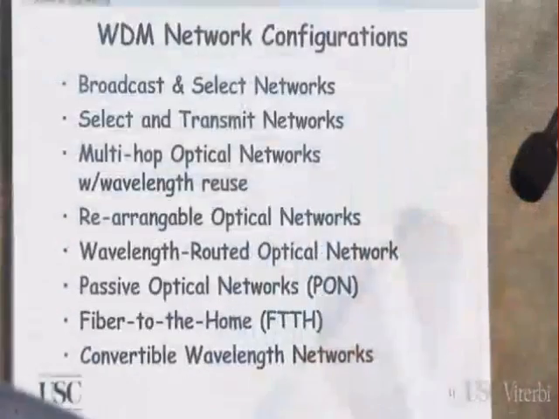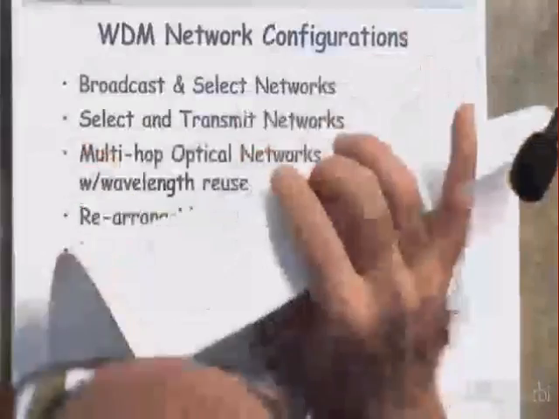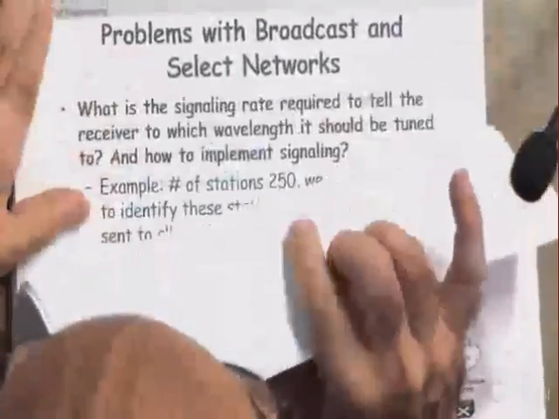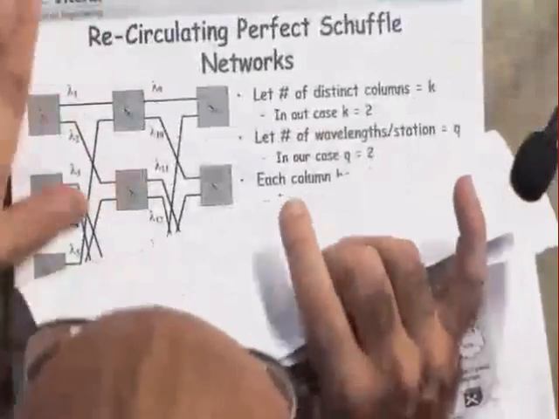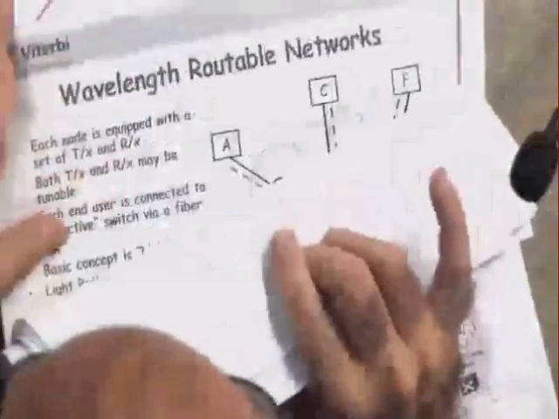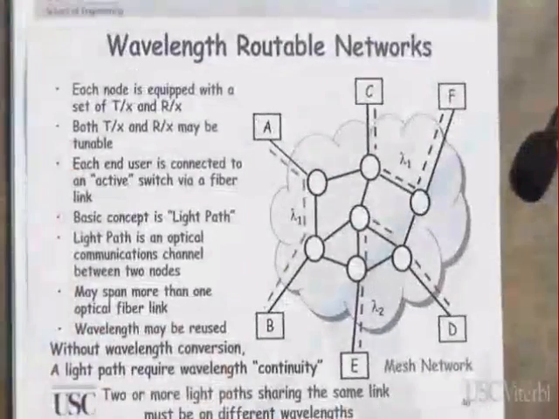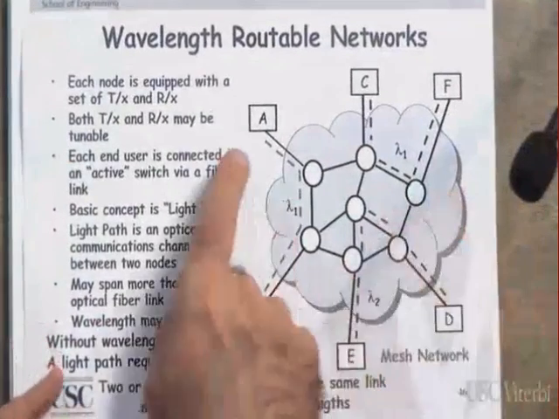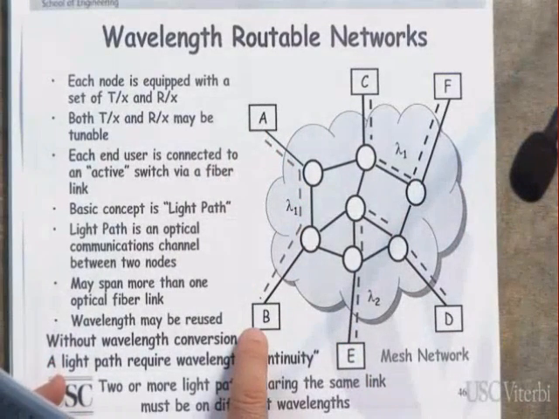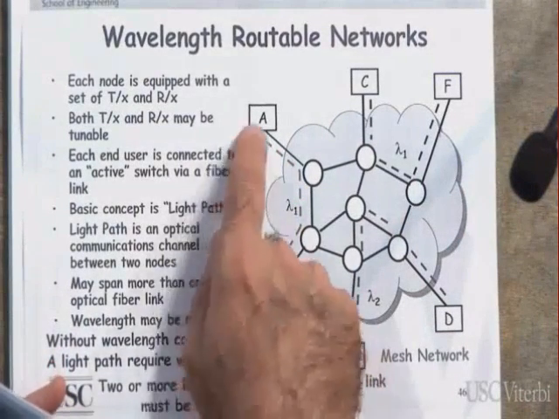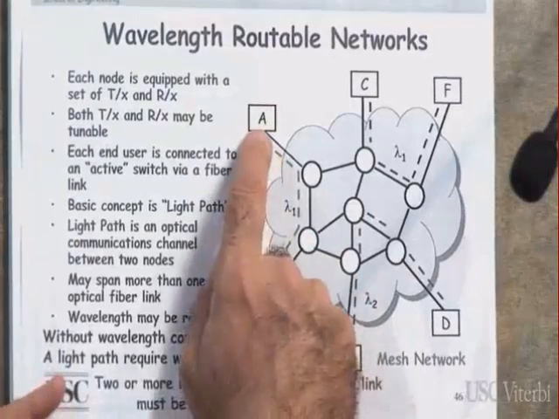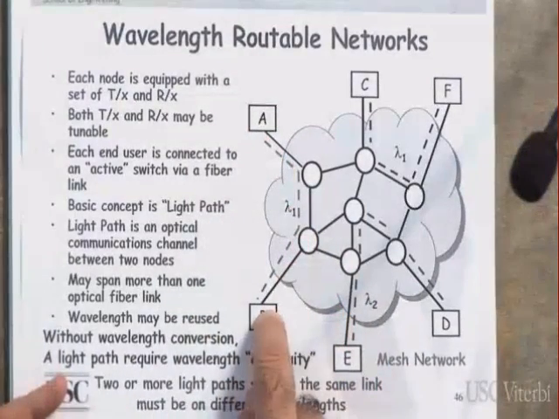Let me see if you can help me here. Let me just show you an example so that you understand what I'm talking about. Look at this and tell me, is there a light path between A and B? How many fibers does it go through? If you want to go from A to B, how many fibers? 3 fibers. Are you following me on that?